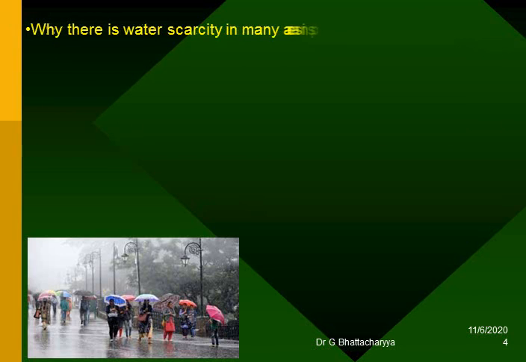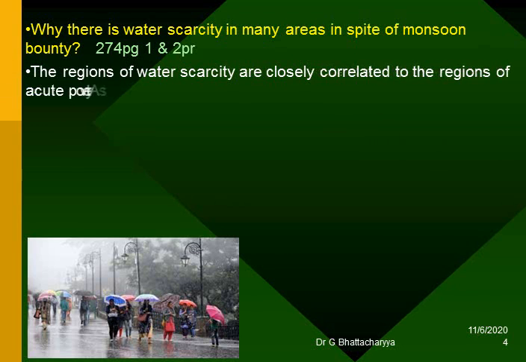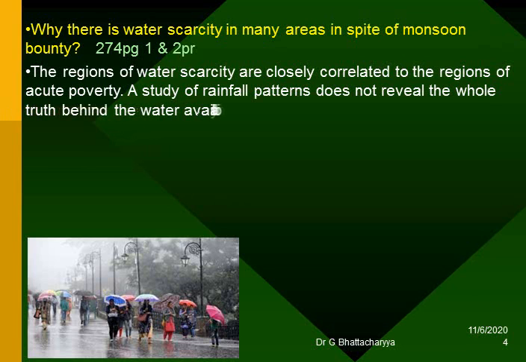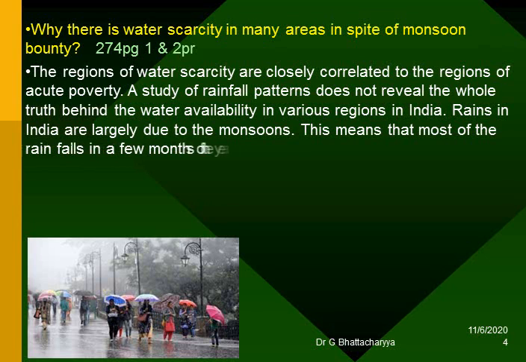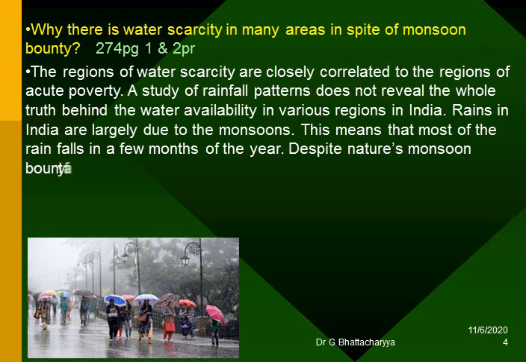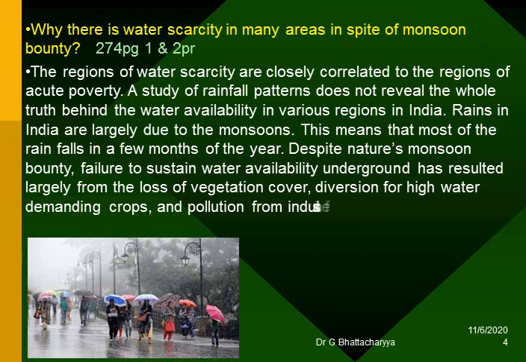Why is there water scarcity in many areas in spite of monsoon bounty? The regions of water scarcity are closely correlated to the regions of acute poverty. A study of rainfall patterns does not reveal the whole truth behind the water availability in various regions in India. Rains in India are largely due to the monsoons. This means that most of the rain falls in a few months of the year. Despite nature's monsoon bounty, failure to sustain water availability underground has resulted largely from the loss of vegetation cover, diversion for high water demanding crops, and pollution from industrial effluents and urban waste.